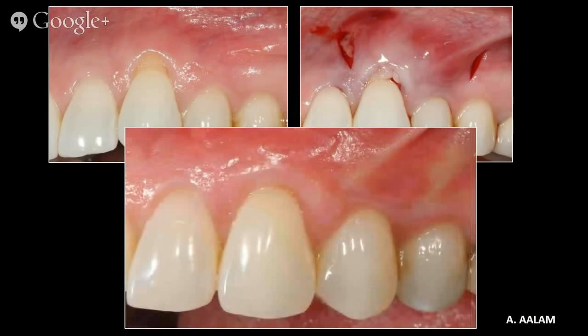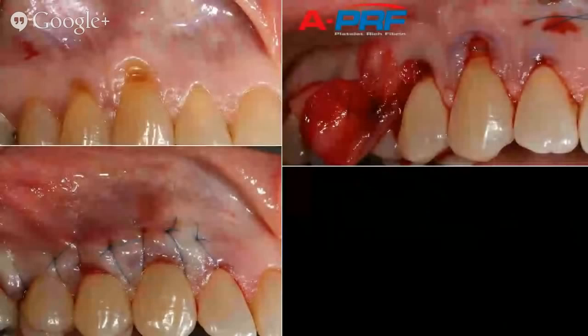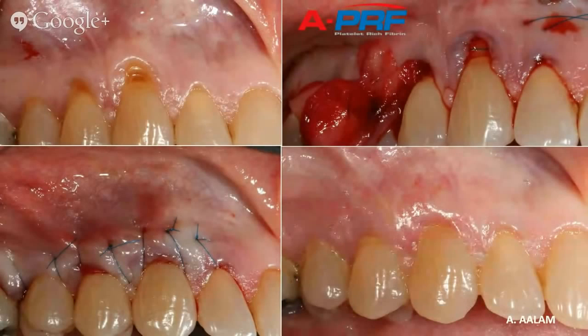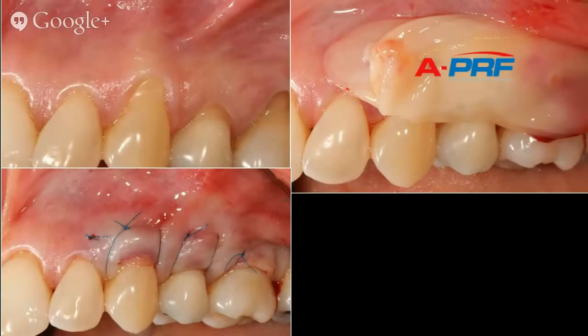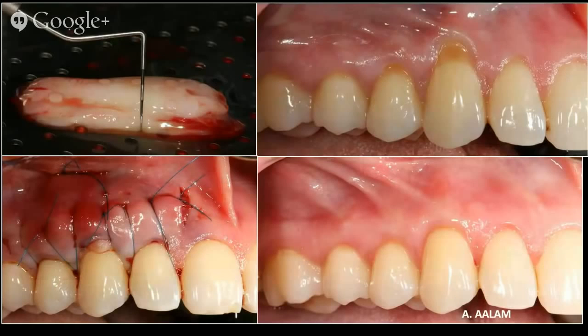Alexandre Alam from Los Angeles is doing a very nice job in this protocol, and look how we can increase the keratinized tissue. In the tunnel technique is the same. We do the technique, and we don't need to put any connective tissue graft or any membrane as a collagen membrane or any kind of membrane. We can use only A-PRF. This is the healing, and this is the outcome. We can use PRF, and we will have a very nice amount of keratinized tissue. Very simple, without any pain, and very fast.